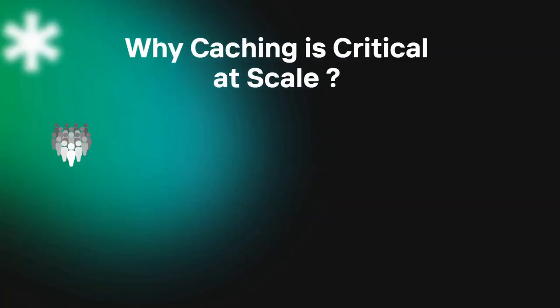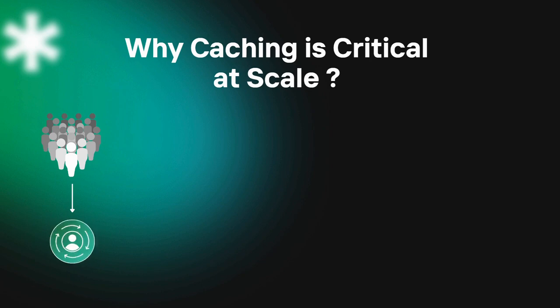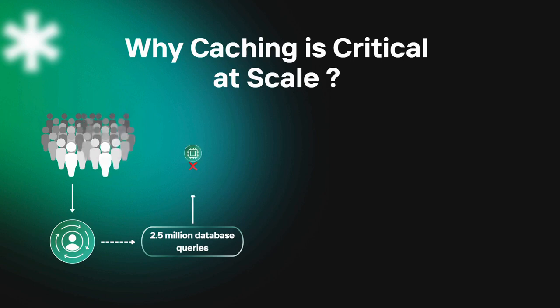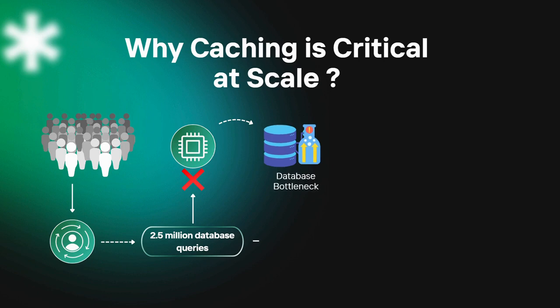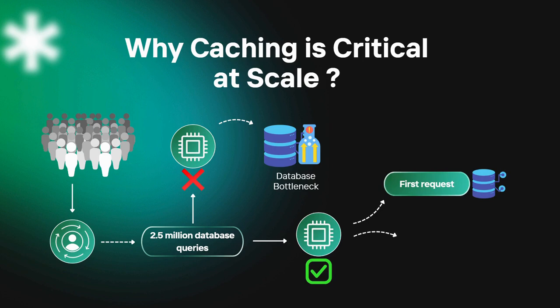So, why is caching critical at scale? Imagine you have 500,000 users. Each user opens their profile 5 times a day. That's about 2.5 million database queries just for profiles. Now imagine 5 million users. Without caching, your database becomes the bottleneck. With caching, the first request loads from the database and all subsequent requests load from memory. That's the difference between a system that survives and a system that crashes under traffic.